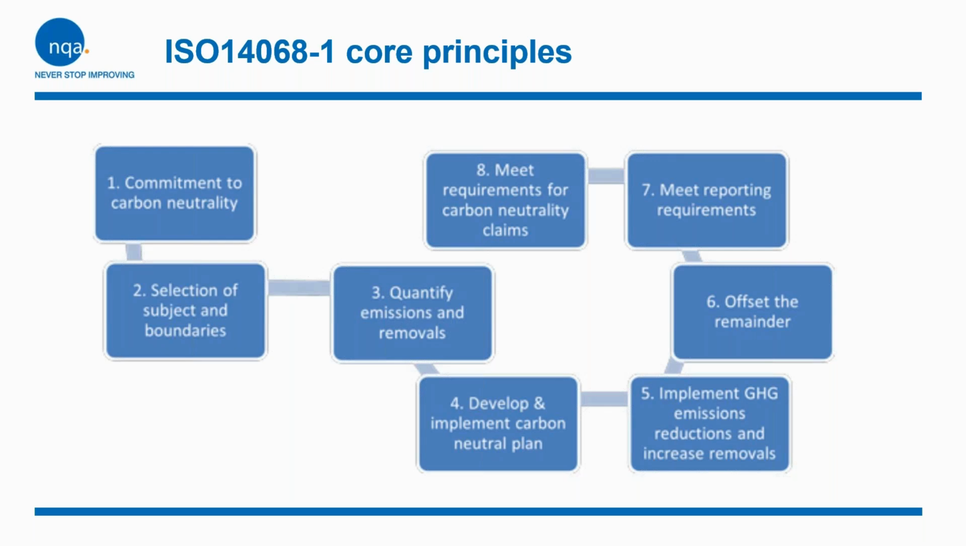And then we have this sort of virtuous circle that we follow around. By the look of it, it's going anti-clockwise: quantify emissions and removals, develop a plan, implement greenhouse gas emissions reductions and increase removals, offset the remainder, meet the reporting requirements, meet the requirements for carbon neutrality claims. And the bit that I think is missing in that, and it wasn't me that drew that, is that we then go around again. At the end of the first year, we go back to quantifying the emissions and start the whole process again. So I actually think that steps 3 to 8 continue round in a circle.